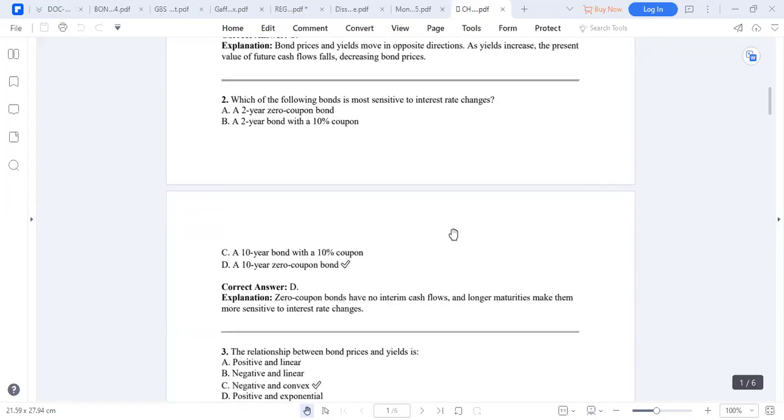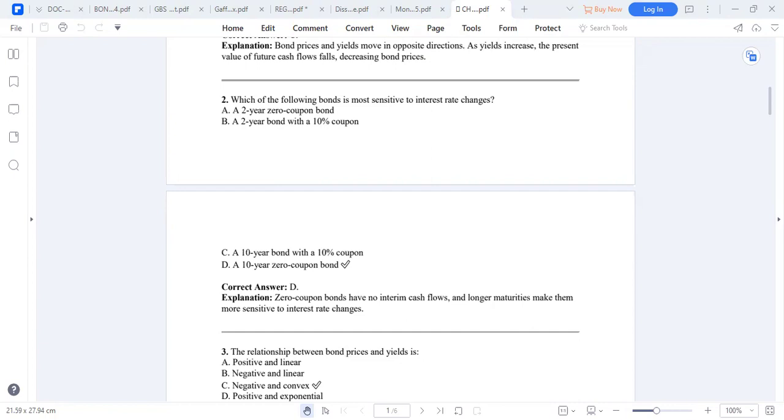Okay. Then question number 2, which of the following bonds is most sensitive to interest rates? A 2-year zero coupon, a 2-year bond with 10% coupon, a 10-year bond with 10% coupon, or a 10-year bond with zero coupon. So the answer is D, the 10-year bond with zero coupon.